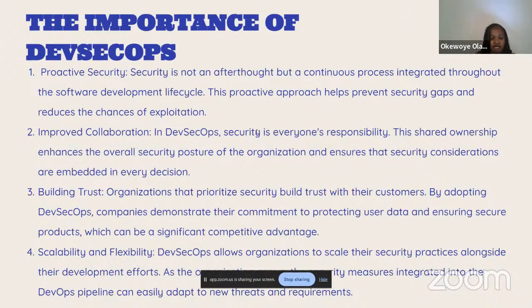So we also have scalability and flexibility. DevSecOps allows organizations to scale their security practices alongside their development efforts. As the organization grows, the security measures integrated into the development pipeline can easily adapt to new threats and requirements. So that's why I said previously that DevSecOps has to be incorporated at the early stage. As the organization grows, the security measures integrated into the DevOps pipeline can also easily adapt to new threats and requirements.